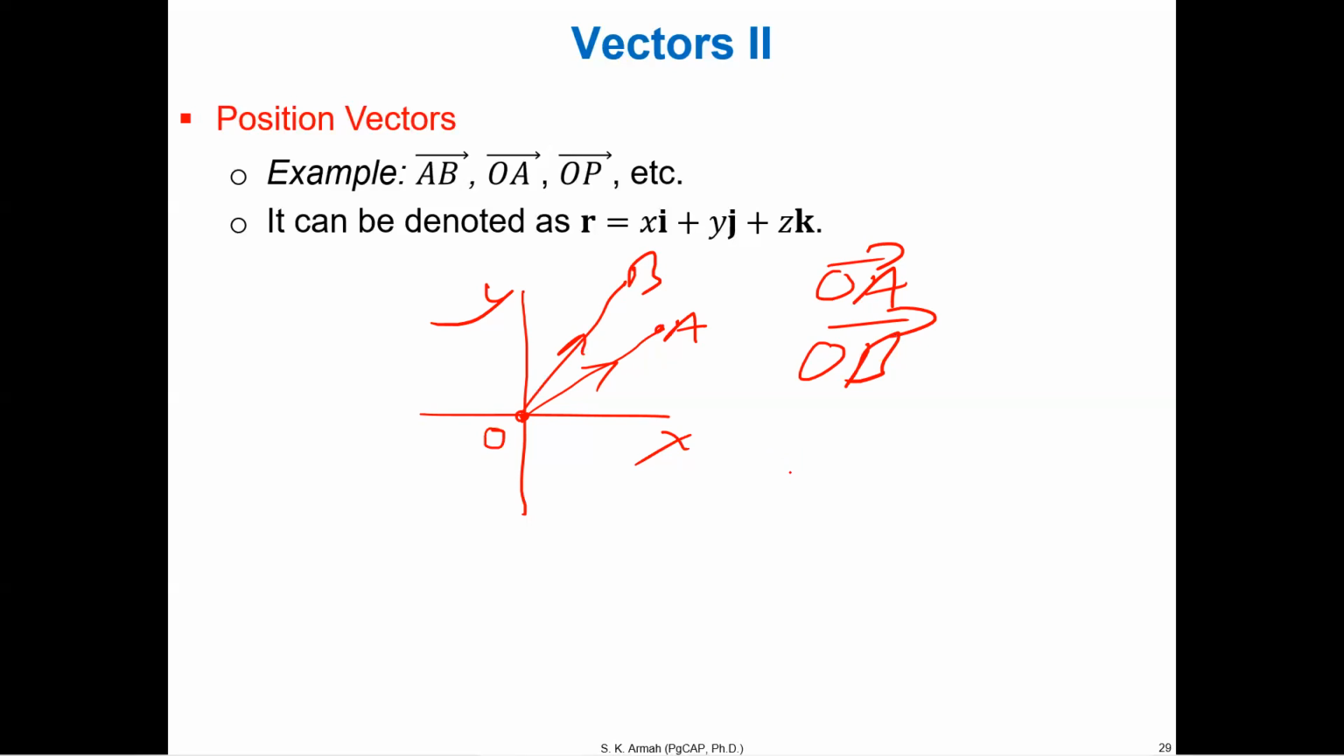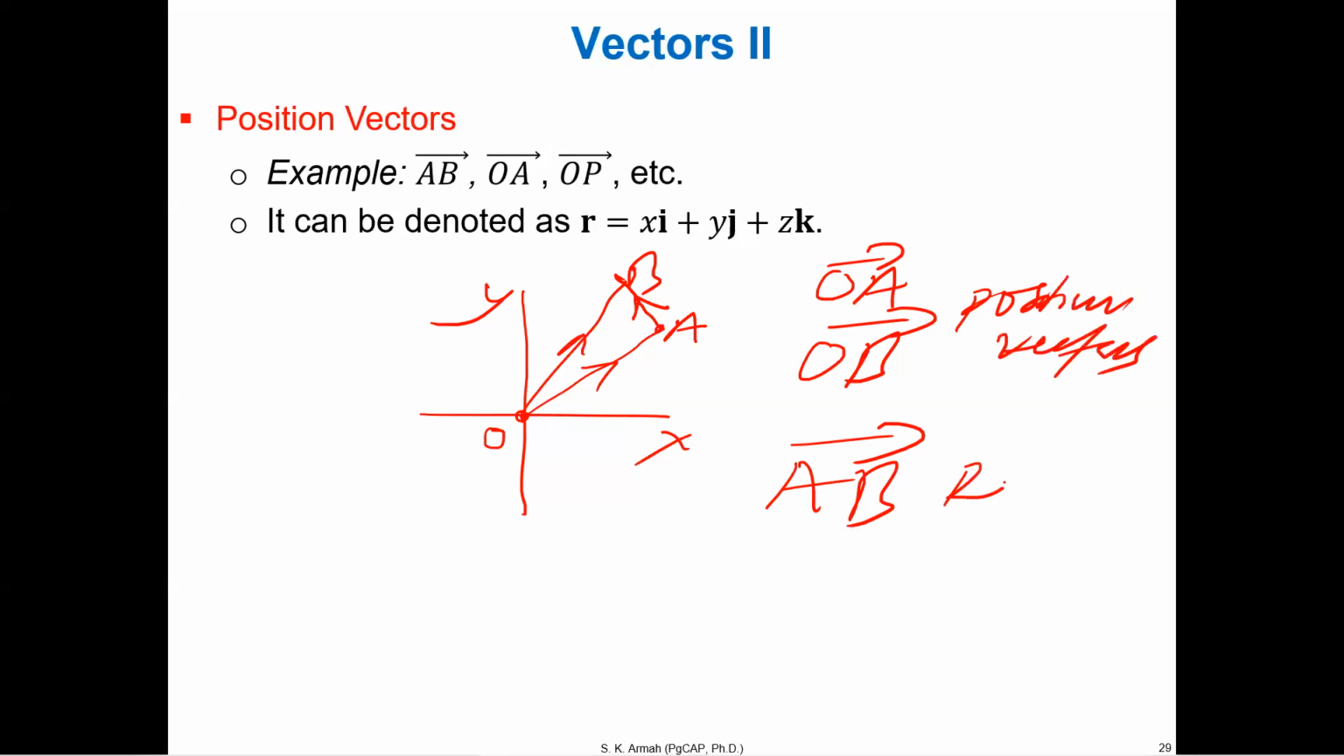And in some areas they will say if you have A to B, that is you go from A to B like this, then we can talk about vector AB. People like to call this one relative. These are position vectors. And people like to call this a kind of relative vector. Okay, or the vector B relative to A, or the displacement AB. Of course, this is also displacement OA, displacement OB, and so on and so forth.